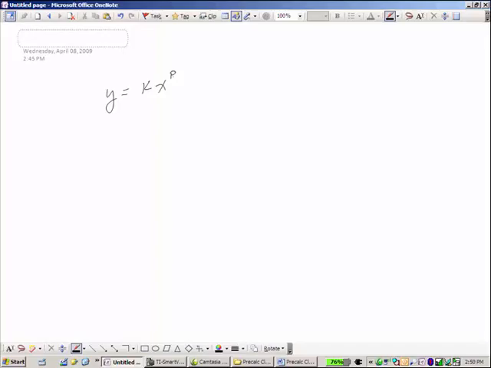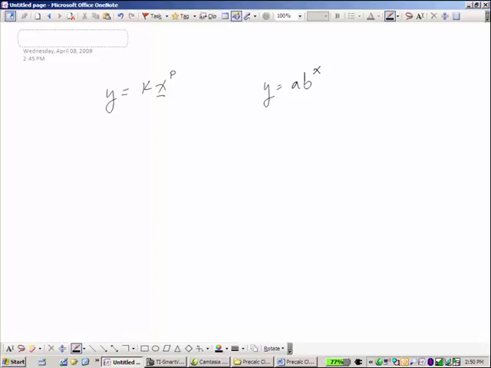Now, many times students confuse power functions with exponential functions. The really, really important thing here is that x is the base in a power function. In an exponential function, x is an exponent. That's why we call it an exponential function. Okay? Any questions? Okay.